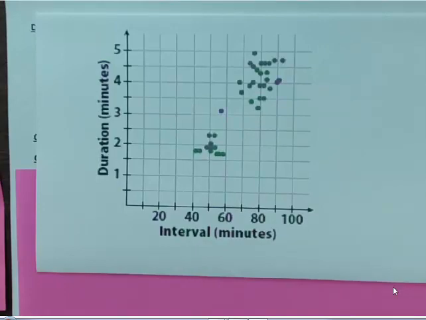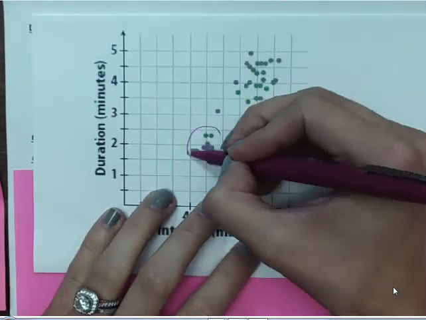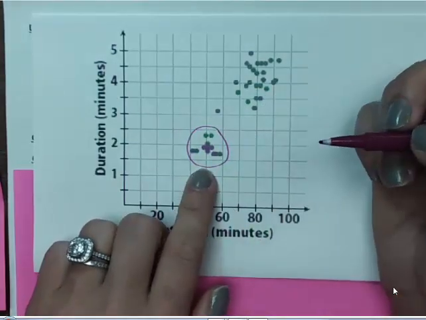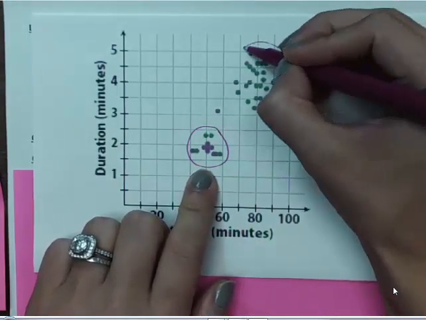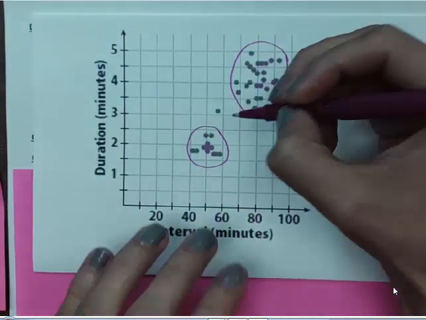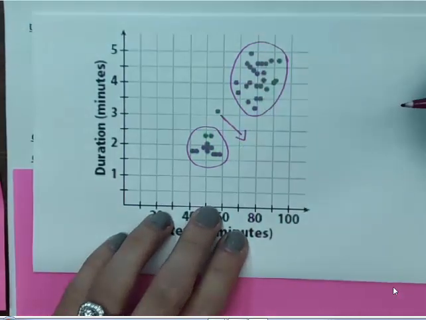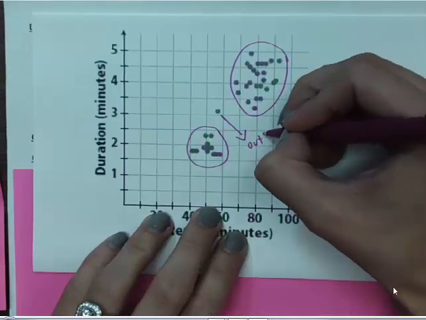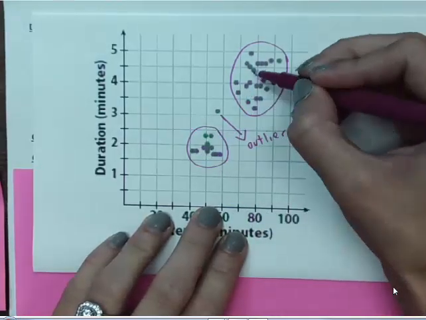I see two clusters. This would be considered a cluster because that's a group of points that are closely together. And then I would probably consider this group a cluster because there's a lot of points clustered together. What would you call this point? This would be an outlier. It's really not in this cluster and it's really not in this cluster either.